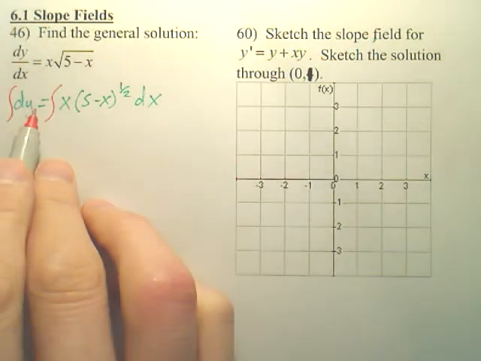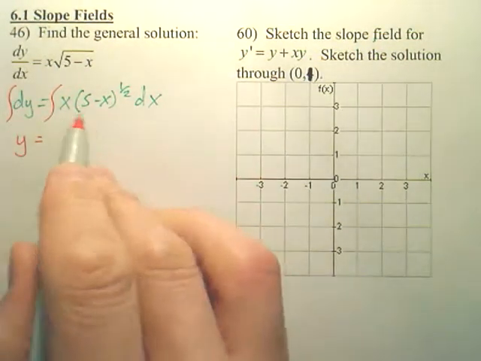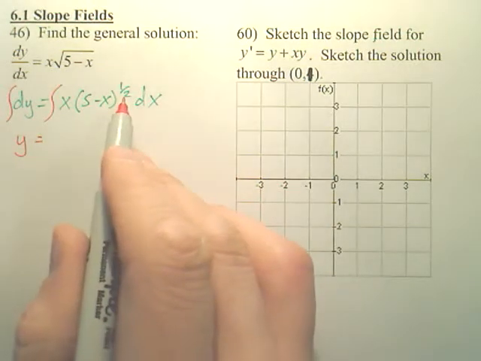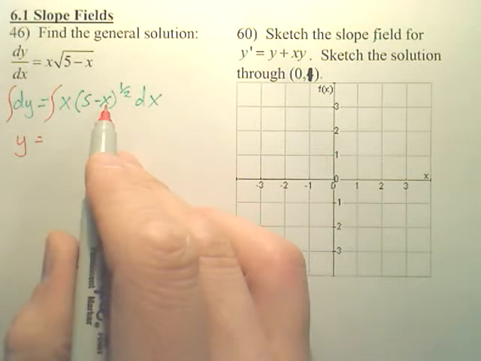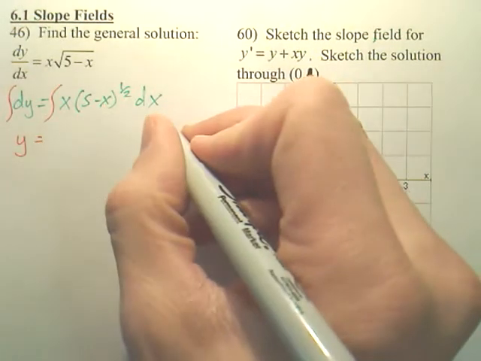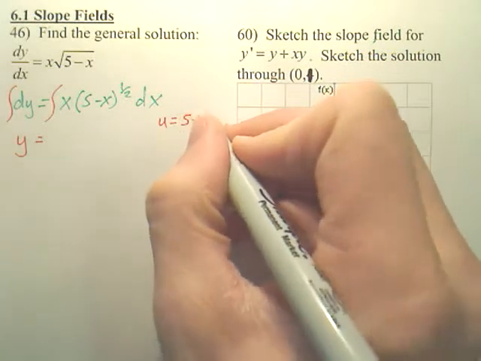The integral of dy is y, and then we're going to integrate this. Now there's a problem though. To integrate this, don't we have to do u substitution? Yes. So let's go over here and do u substitution. u is probably 5 minus x.